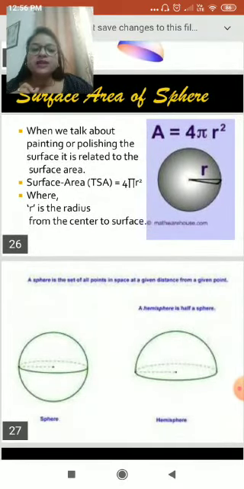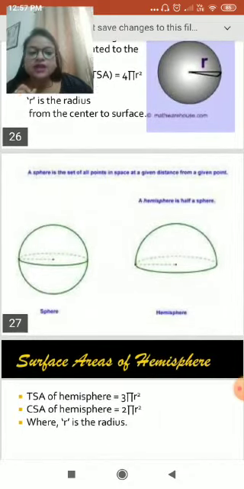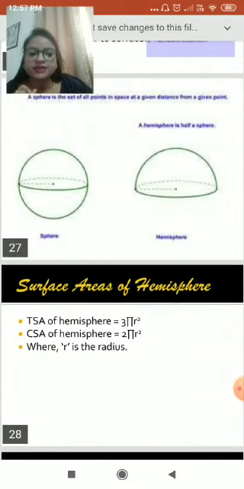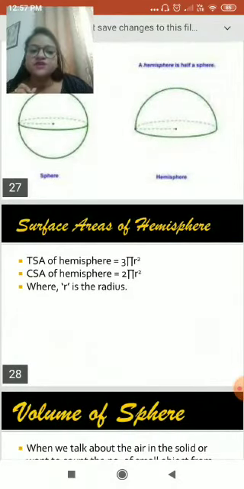So quickly let us see the surface area of a sphere. When we talk about painting or polishing the surface, it is related to the surface area. Surface area is basically related to four circles put together, so the surface area comes to 4 pi r square. You can see how a hemisphere is taken out of a sphere when it is cut from the center. The total surface area of a hemisphere is equal to 3 pi r square, and the curved surface area of the hemisphere will be 2 pi r square.